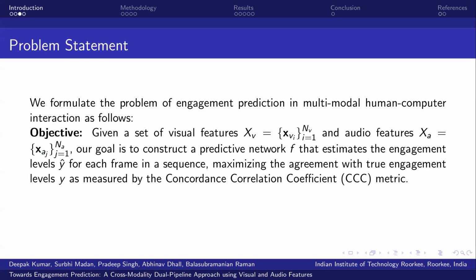So the problem statement is like this. We are given a set of visual features and audio features. The aim is to develop a predictive network that estimates the engagement level for each frame in a sequence. The goal is to ensure that the predicted engagement levels closely match the true engagement levels associated with each frame, using the concordance correlation coefficient, called CCC, as the evaluation metric.